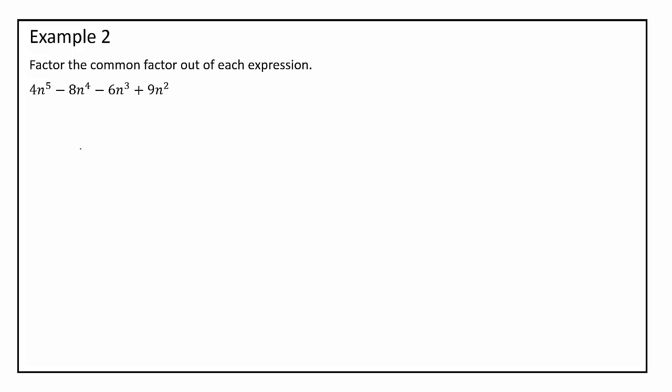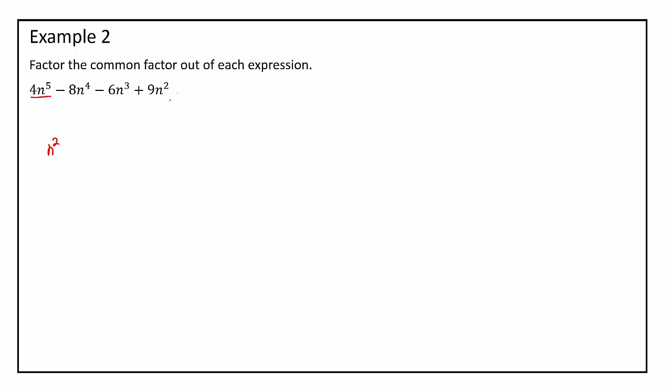Then I would look at these letters. If I've got n to the 5th, n to the 4th, n cubed, and n squared, the greatest common factor of these variables is an n squared. Because inside of each of these, n to the 5th has an n squared. N to the 4th has an n squared. N cubed has an n squared. And most importantly, the smallest one, n squared, has an n squared.